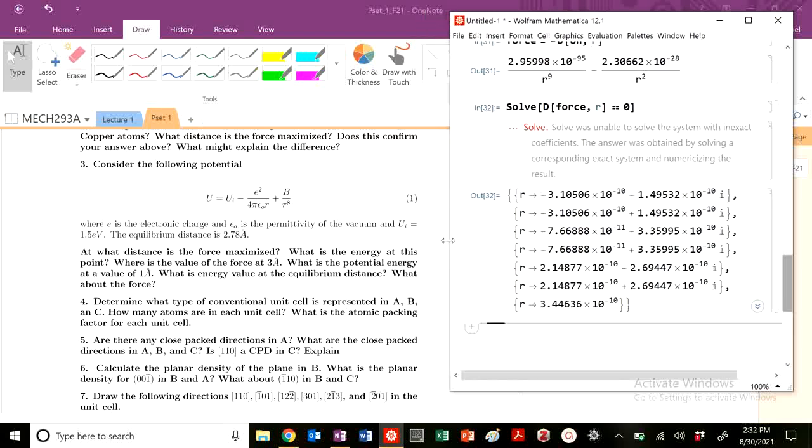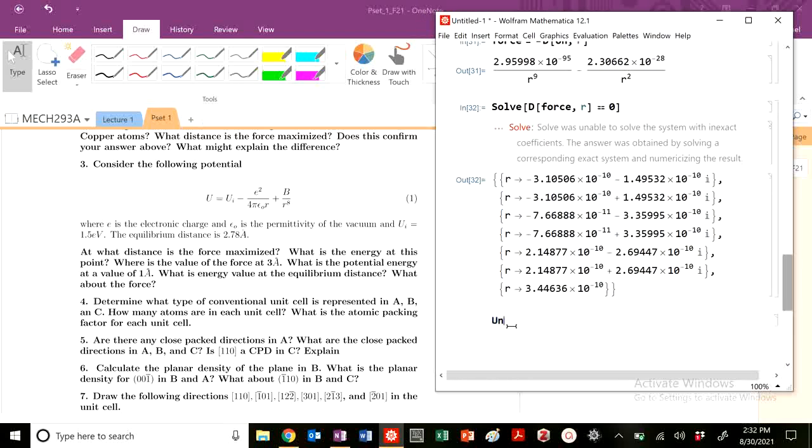Then the question asks, what is the energy at this point? Well, I'm going to evaluate U_n at r equals that value here.